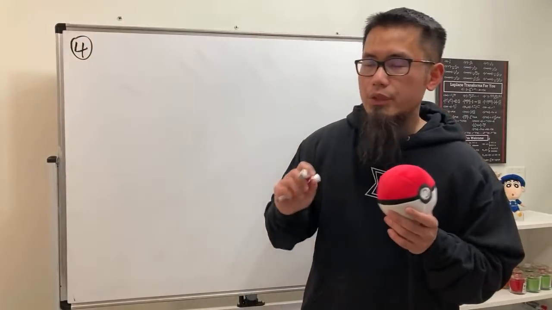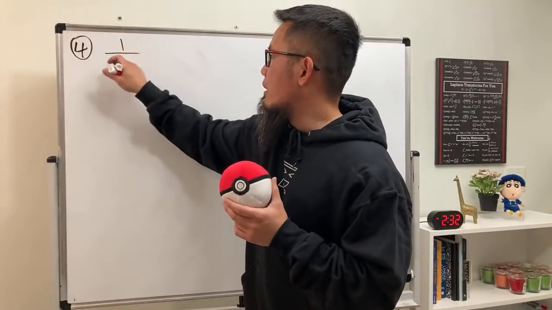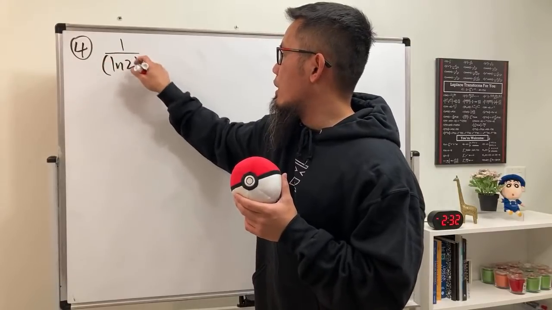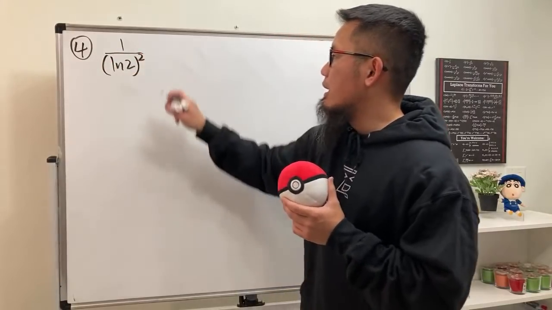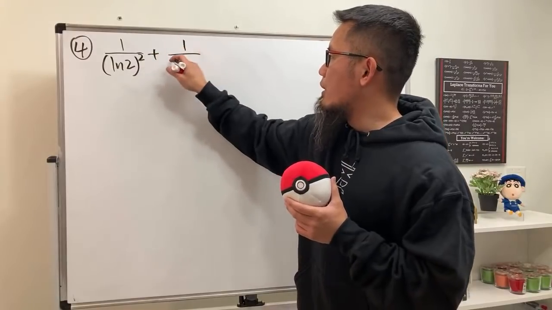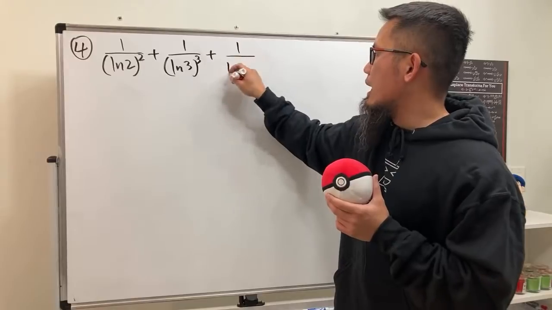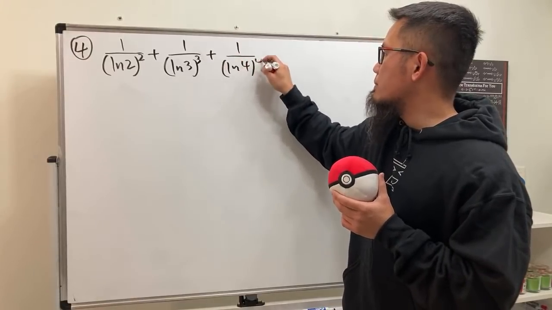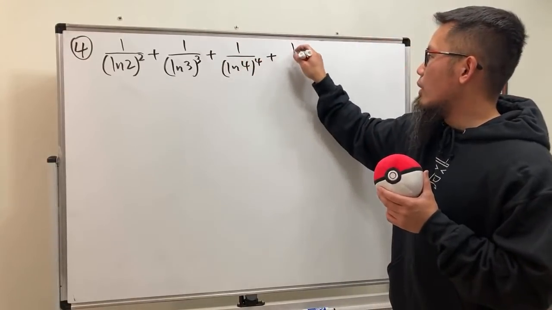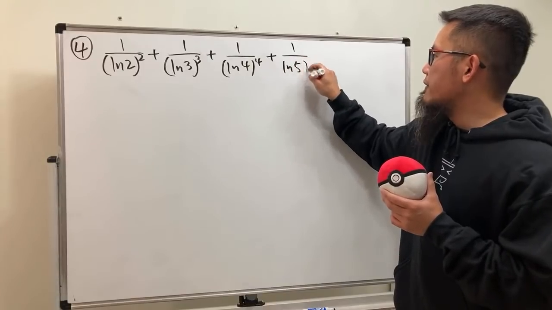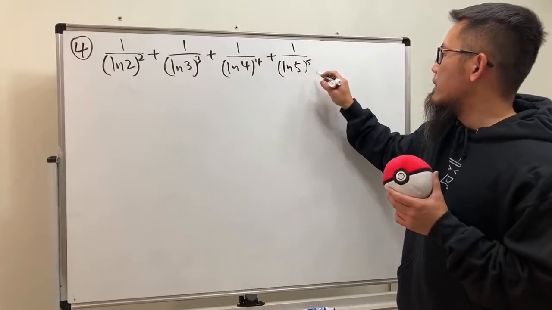Here is the series. We have 1 over ln2, the whole thing raised to the second power, and then plus 1 over ln3 raised to the third power, and then 1 over ln4 raised to the fourth power, and then 1 over ln5 raised to the fifth power, and then so on, so on, so on.